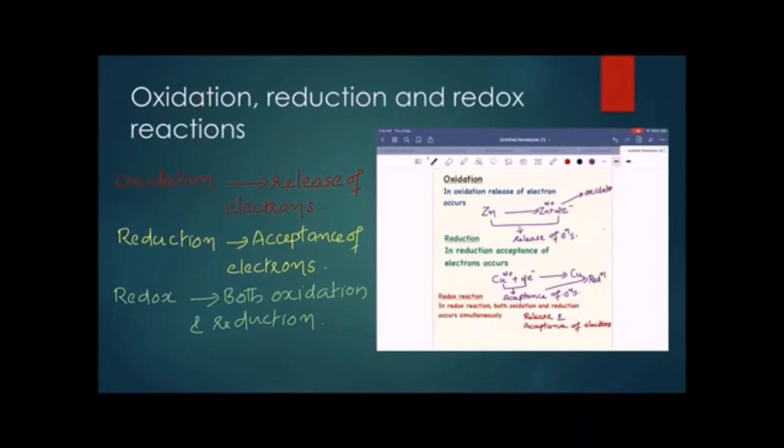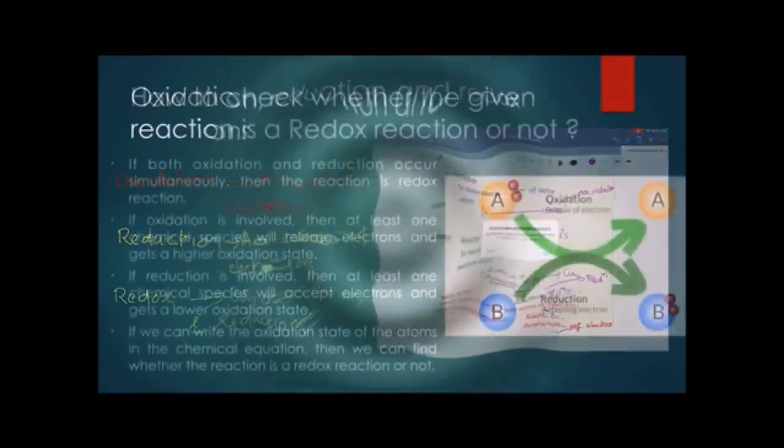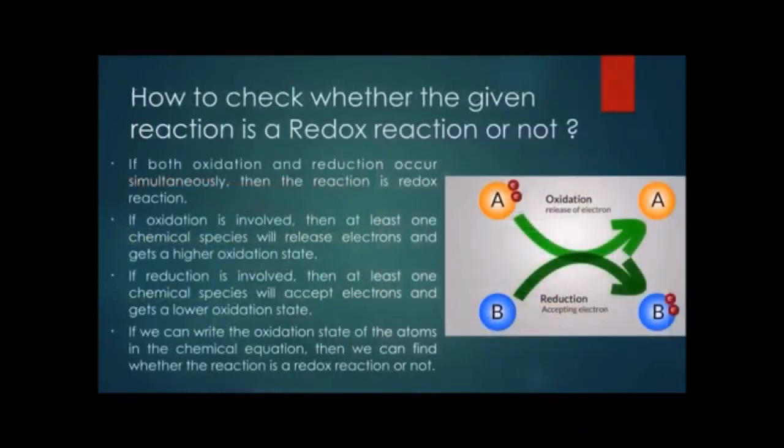So now we studied the definition of oxidation and reduction. In a redox reaction, both oxidation and reduction occur simultaneously. That means in a redox reaction, both release and acceptance of electrons occur. Electrochemical reactions are redox reactions. Then how to check whether the given reaction is a redox reaction or not? If both oxidation and reduction occur simultaneously, then the reaction is a redox reaction.